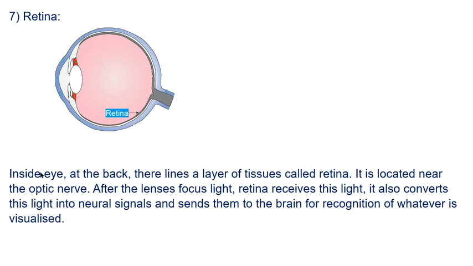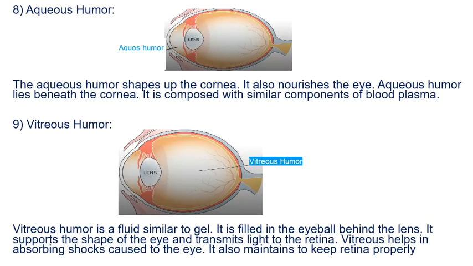Fine. So let's read it out once more. Inside the eye at the back there is a lining of tissues called retina. It is located near the optic nerve. After the lenses focus light, retina receives this light. It also converts the light into neural signals and sends them to the brain for recognition of whatever is visualized. Clear? Now moving forward, aqueous humor.